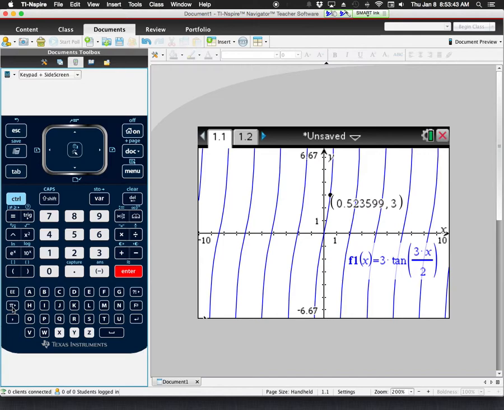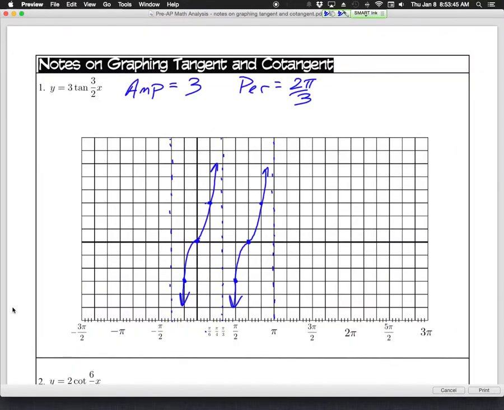So that's how it works out. So, recap what we did here. We found the amplitude, we found the period. How do we find the period? Pi times the reciprocal of the number in front of x.